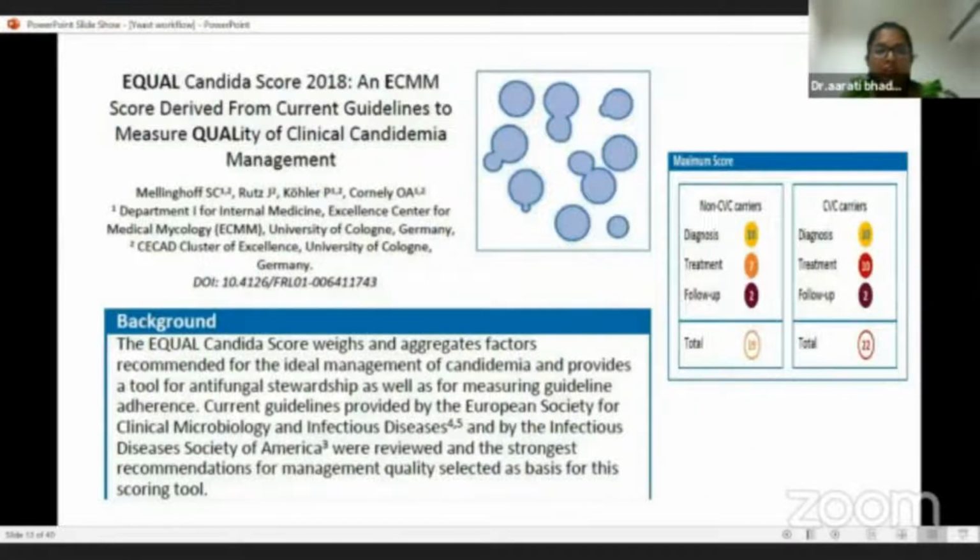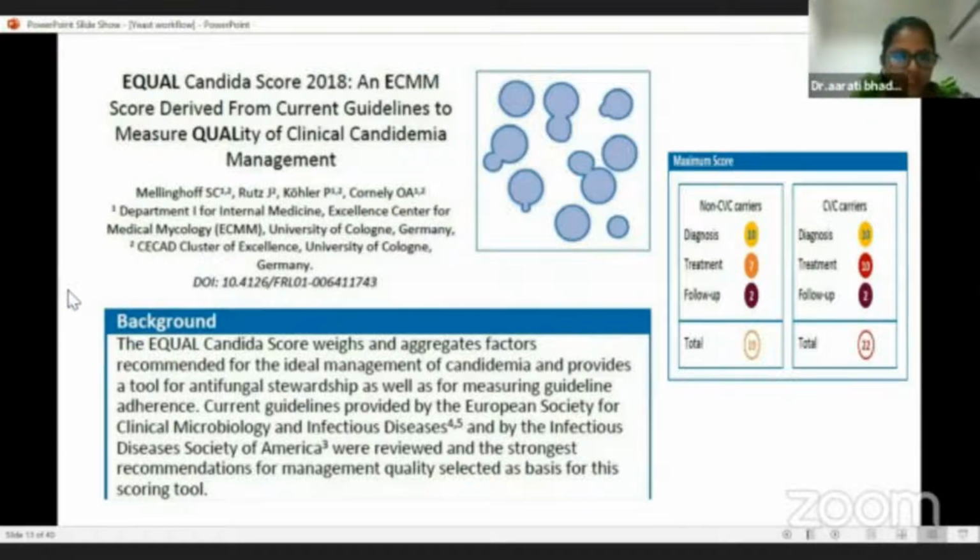So I want to share with you this. This is an EQUAL Candida score 2018. An ECMM score derived from current guidelines to measure the quality of clinical management of Candida. So this is the Candida score. This is something different I found.